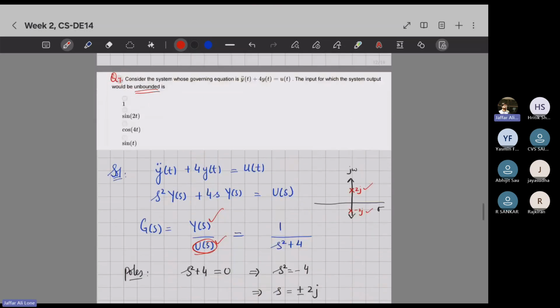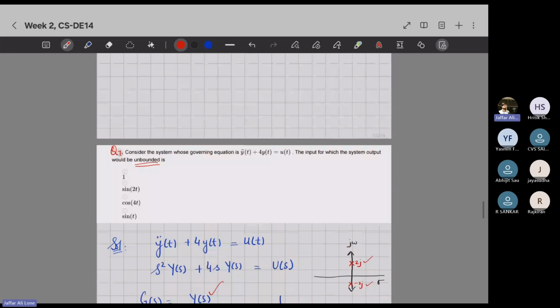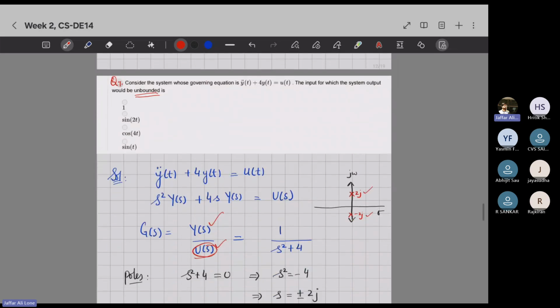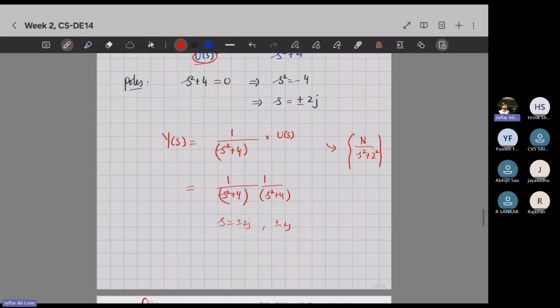Check the options. This is valid from the options, but you can also think it through yourself. See, what is the Laplace transform of sine of at? The Laplace transform of sine of at is a divided by s square plus a square. Similarly, cos of at is s divided by s square plus a square.